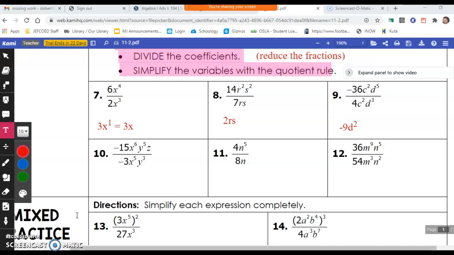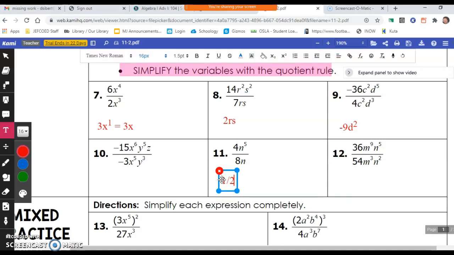All right, but now 11 is one of these where we talked about divide the coefficients. But I also like to add in there reduce the fractions. So here, guys, what is 4 over 8 reduced to? 1/2. So we're going to leave that as a half. And then n to the 5th divided by n is going to leave me with n to the 4th. It's just like subtracting 1.